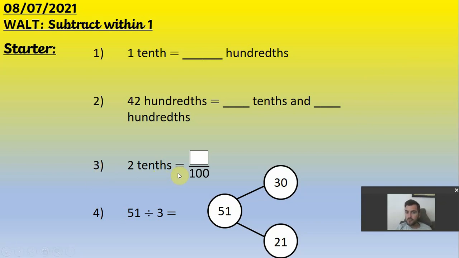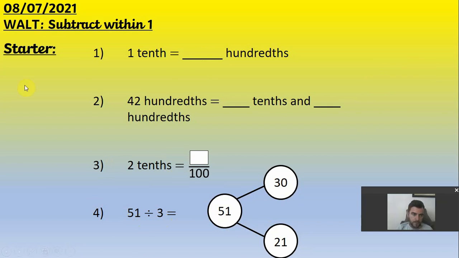Number 3, 2/10 equals how many hundredths? And then question 4, 53 divided by 3 equals, and you've got this to help you for that one, okay? So pause the video, have a go, and we'll catch up soon.